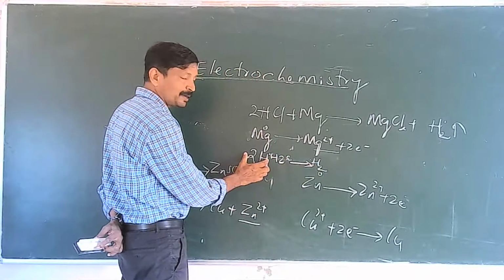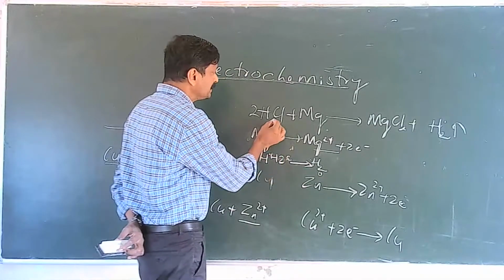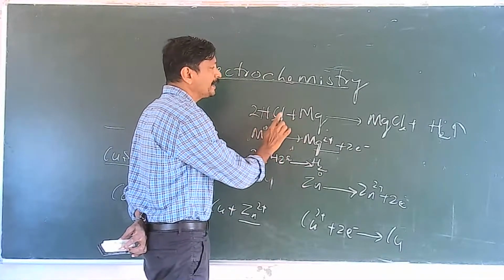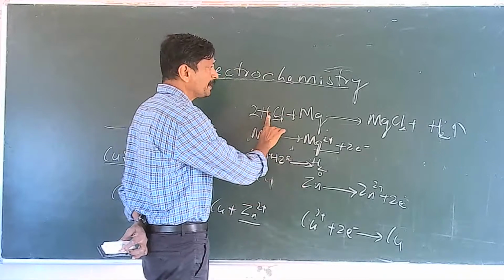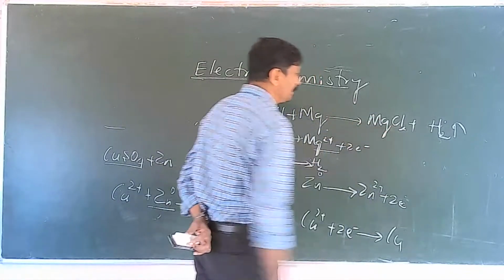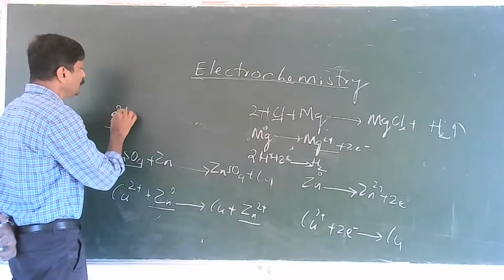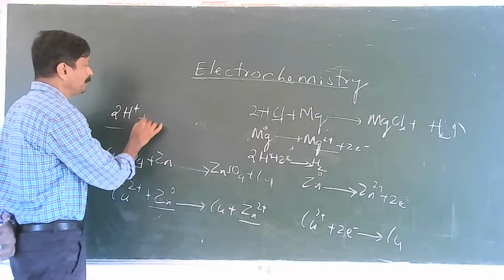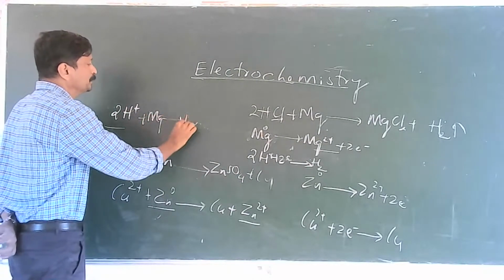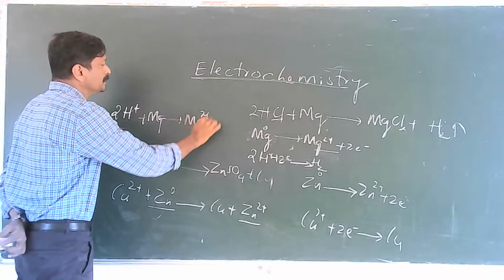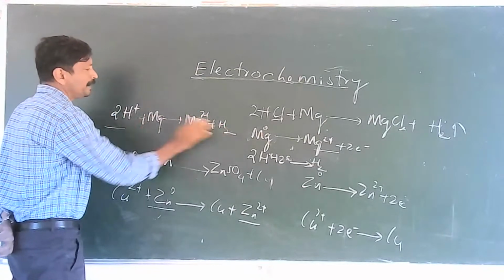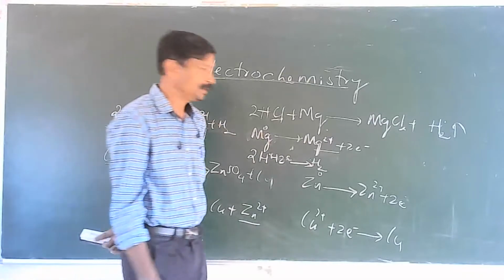What is the net reaction? This is a spectator. This is chloride and this is a spectator. Here also it's -1. Suppose it's an ionic reaction, how do you write it? 2H plus ion plus Mg giving rise to Mg2 plus and H2. This is the overall reaction taking place here.